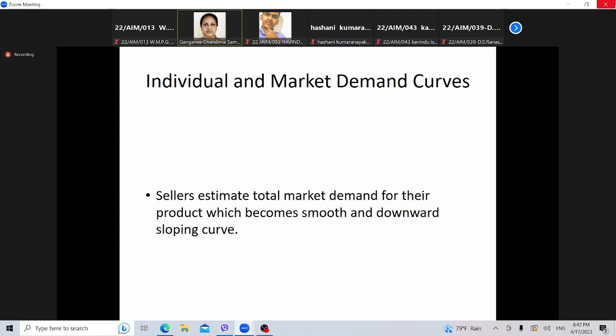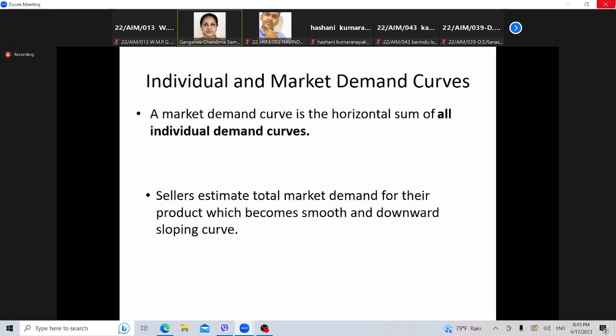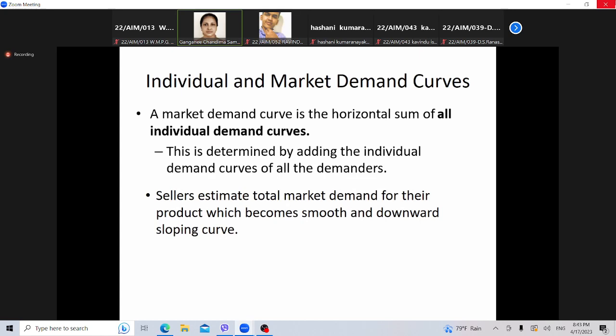Then we will finally see the individual. Now you know the demand curve, but the market demand curve comes from these individual demand curves. That means the market demand curve is the horizontal sum of all individual demand curves. This is determined by adding the individual demands, let's say one by one of your demand. If we add these demands, we get the overall market demand.